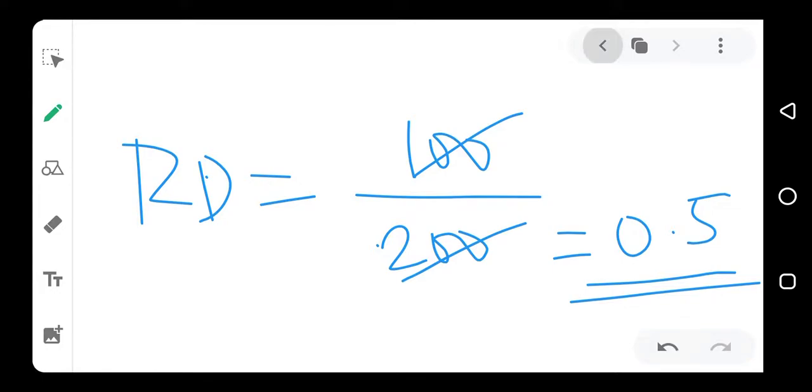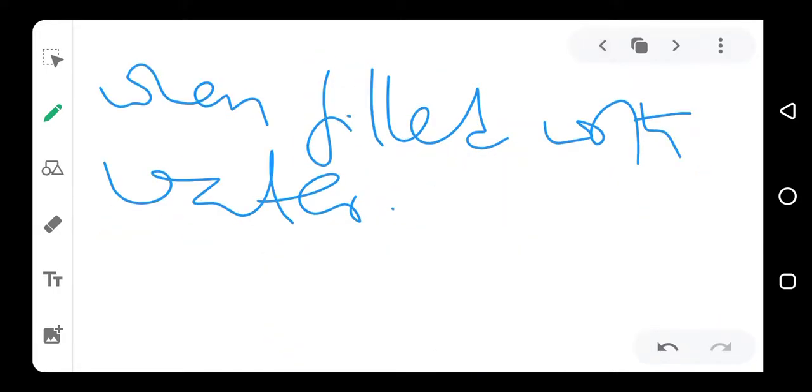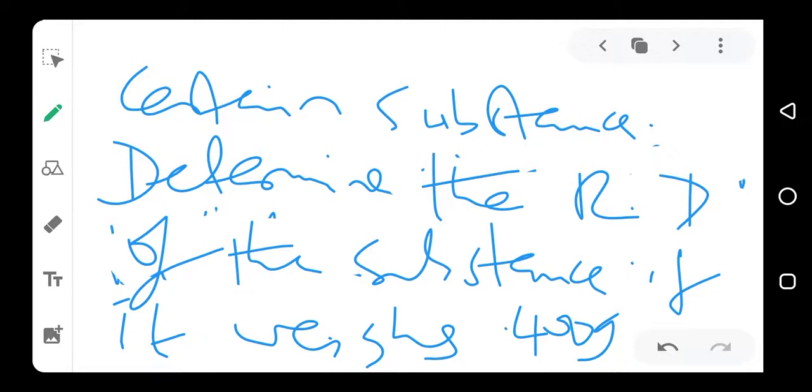So this is how to determine the relative density. Sometimes they may record the weight, maybe 200 Newton. You also use that one to calculate the relative density, whether you are given the weight or the mass of the substance. You can use any of them to get the relative density. Just compare with an equal volume of water. So this is it about relative density, and I hope the lesson is very clear.